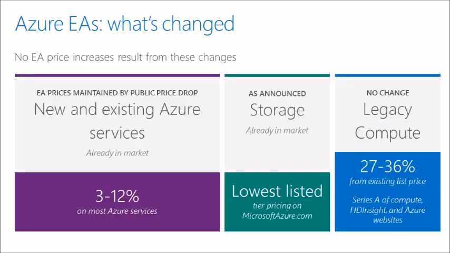A lot of customers purchase through their EA. They can bundle Azure into their existing EA, or they can do an Azure-only EA if they wish to. What that means is, depending on the level that they purchase, they get discounts or savings between 3% and 12% based on October 2014 pricing. The old discount for Azure starting at 27% is only valid for the Series A virtual machines, HD Insight, and Azure websites. Everything else in Azure falls into this category.